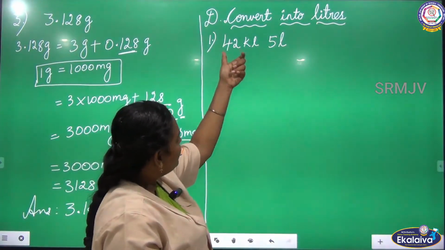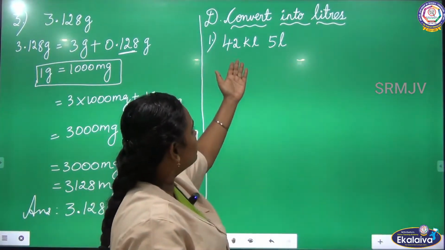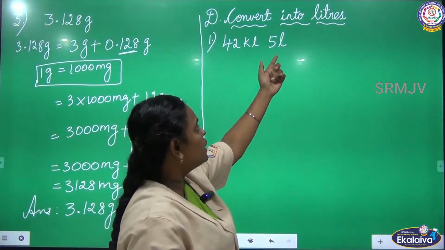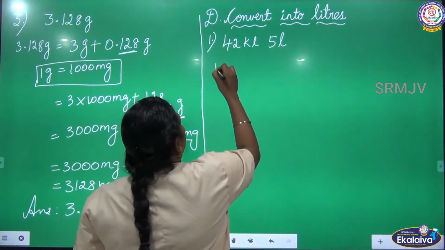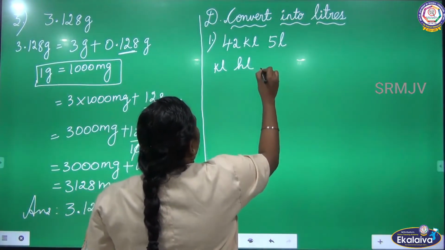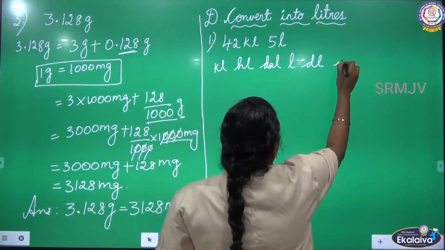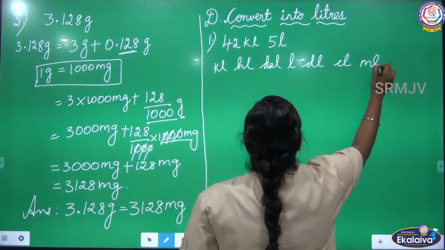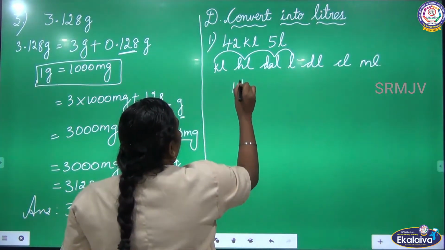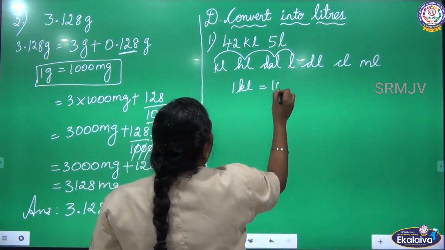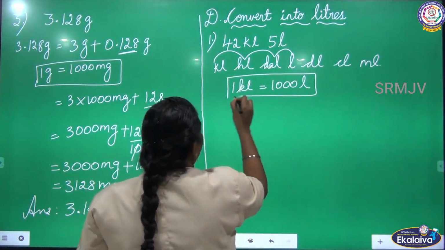Next one, convert into liters. So they have given kiloliter and then liter. We have to convert into liter. So first we will convert kiloliter into liter, then we can add this 5 because 5 is already in liters. So listen, kiloliter, hectoliter, decaliter, liter, deciliter, centiliter and milliliter. So 1 kiloliter equal to how many liters? 1 kiloliter equal to 1000 liters.